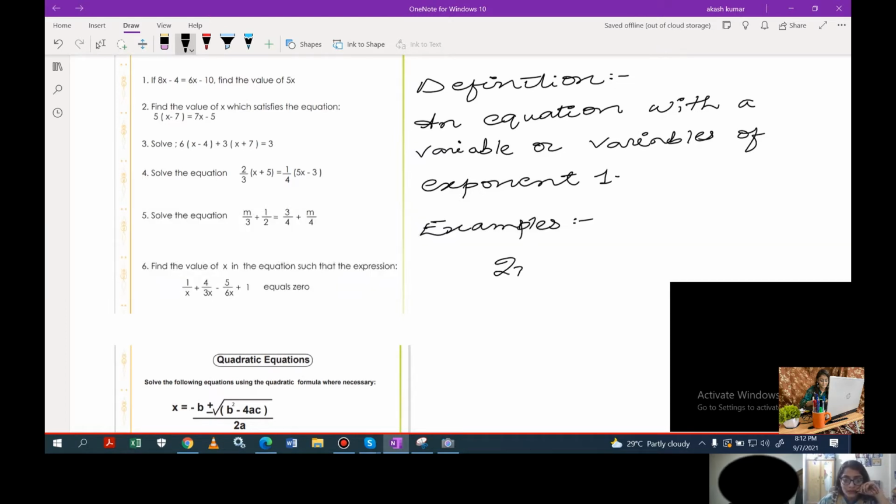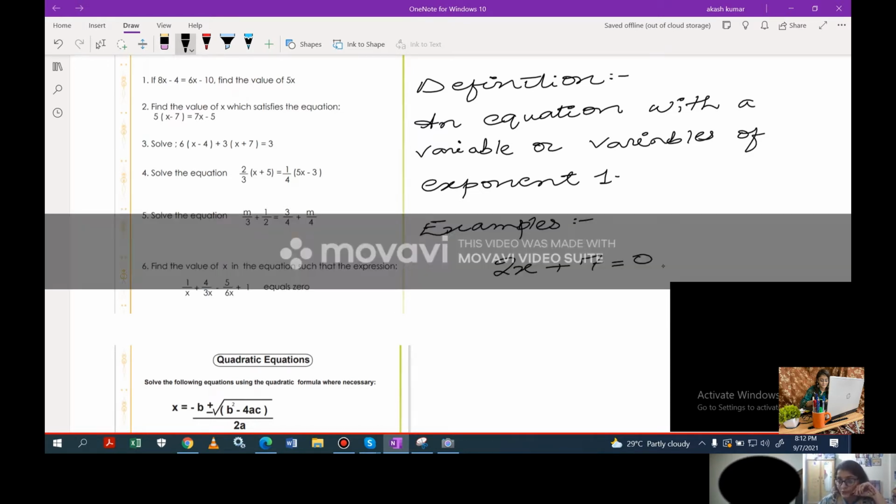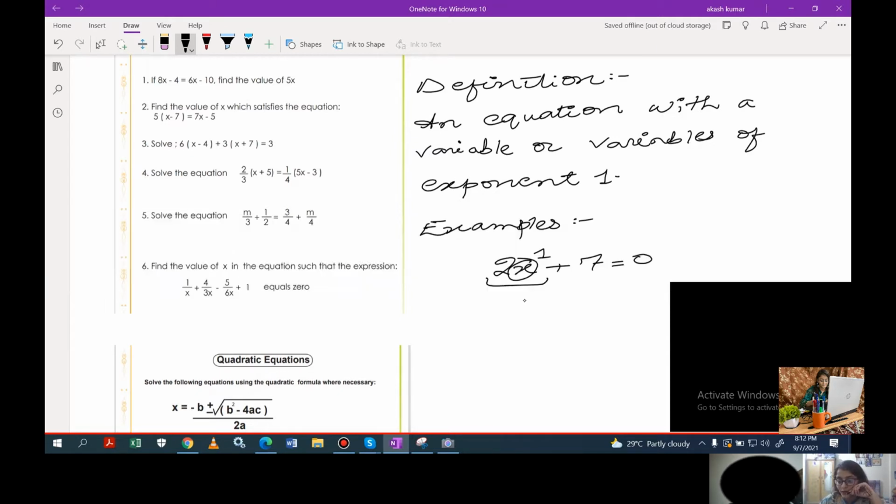For example, 2x plus 7 is equal to 0. This is an example of a linear equation where the power of the variable x is 1. And here we have only one variable and its power is 1. Is it clear? Yeah. Okay.